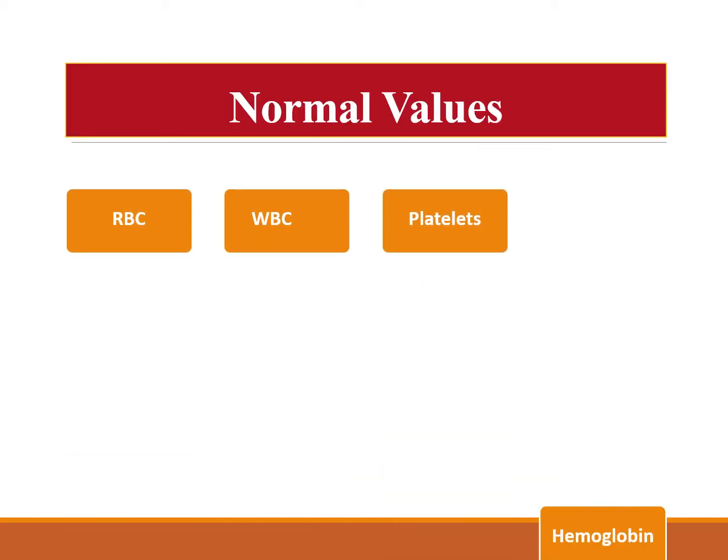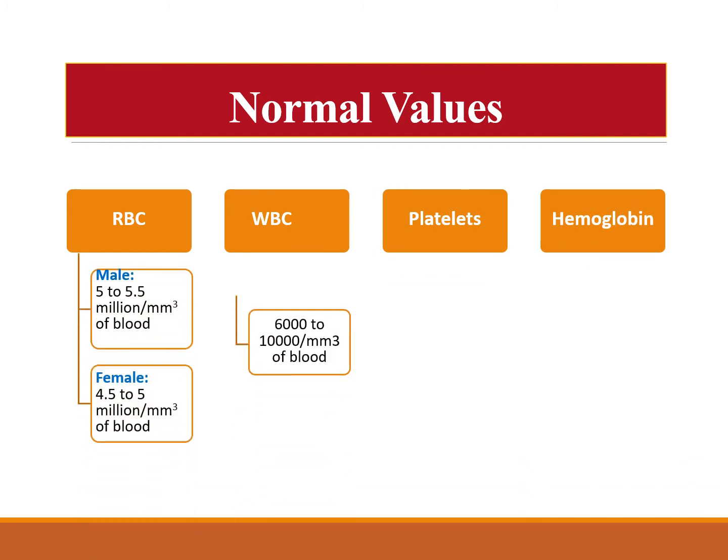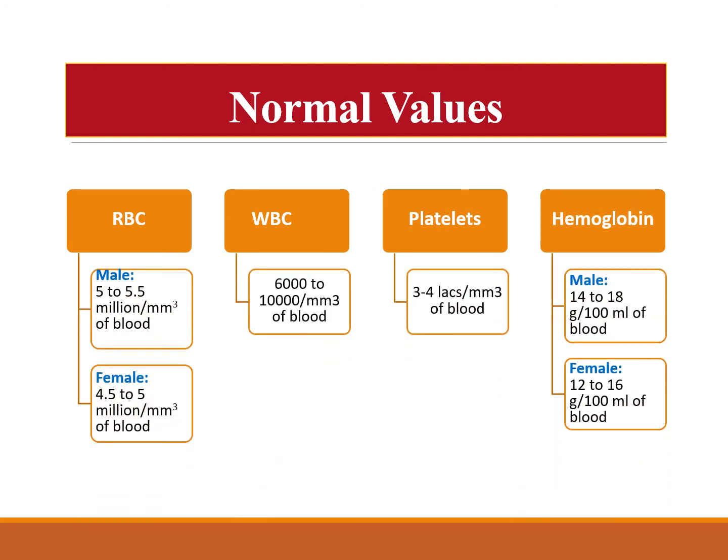Now we'll see the normal values of RBCs, WBCs, platelets, and hemoglobin. In males, the RBC count is 5 to 5.5 million per millimeter cube of blood, whereas in females it is 4.5 to 5 million per millimeter cube of blood. WBC count is 6,000 to 10,000 per millimeter cube of blood, whereas platelets count is 3 to 4 lakhs per millimeter cube of blood. Hemoglobin in males is around 14 to 18 grams per 100 ml of blood, whereas in females it is 12 to 16 grams per 100 ml of blood.